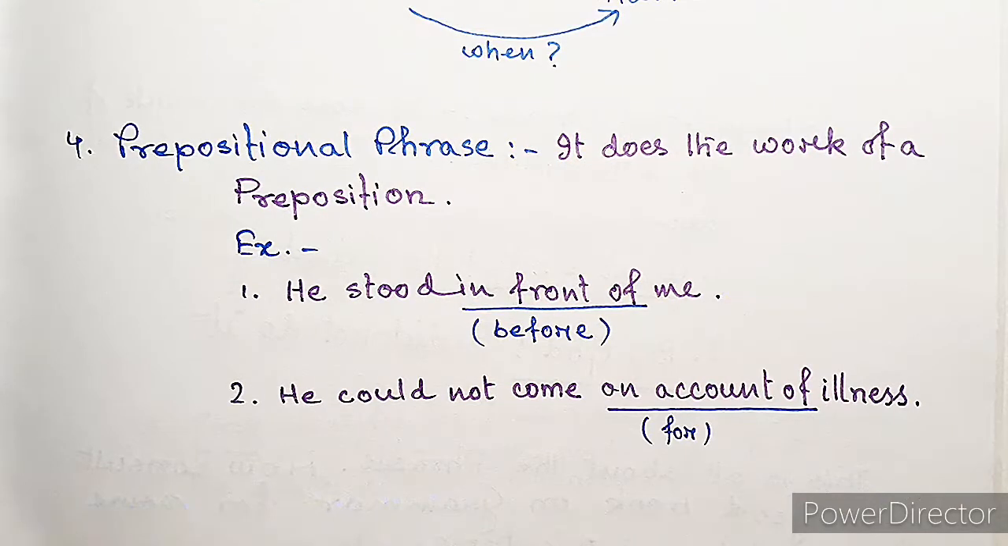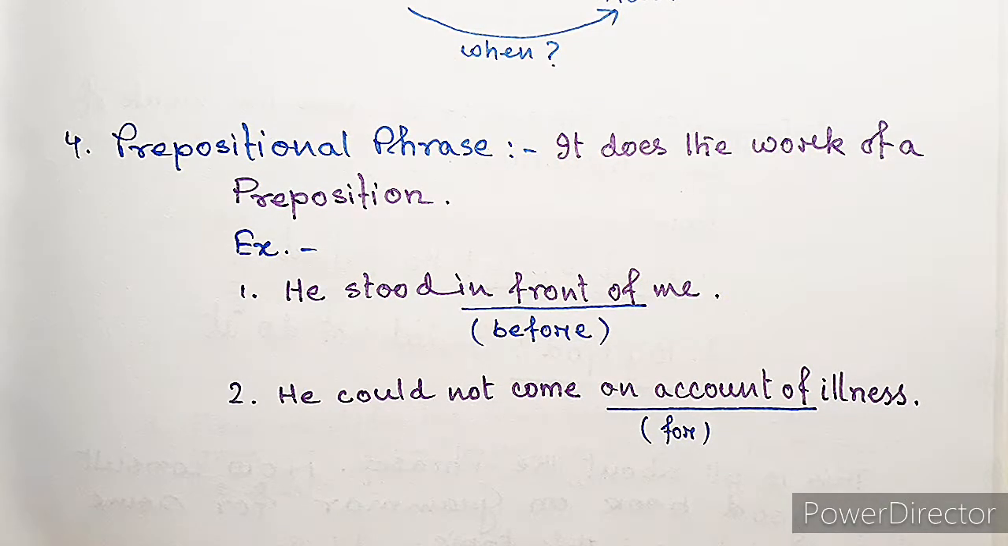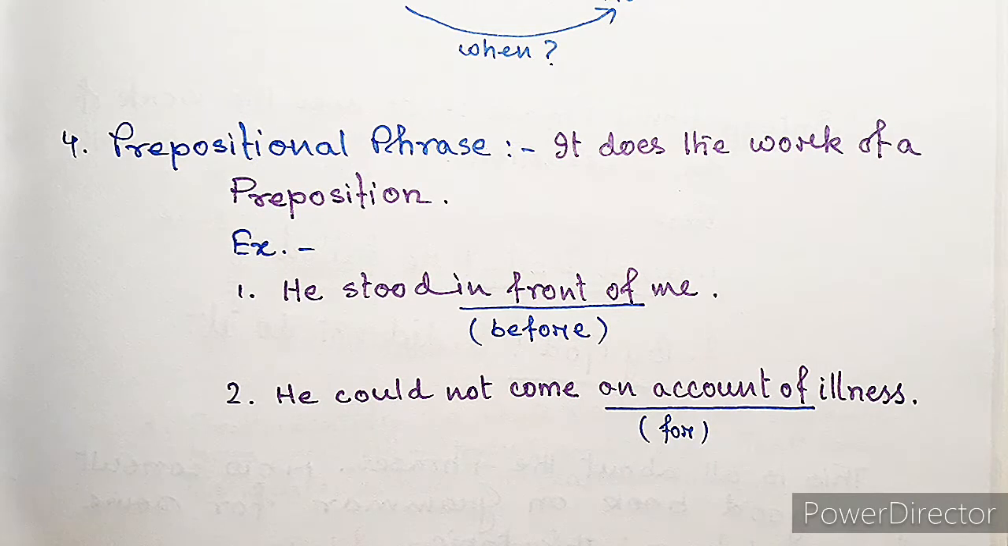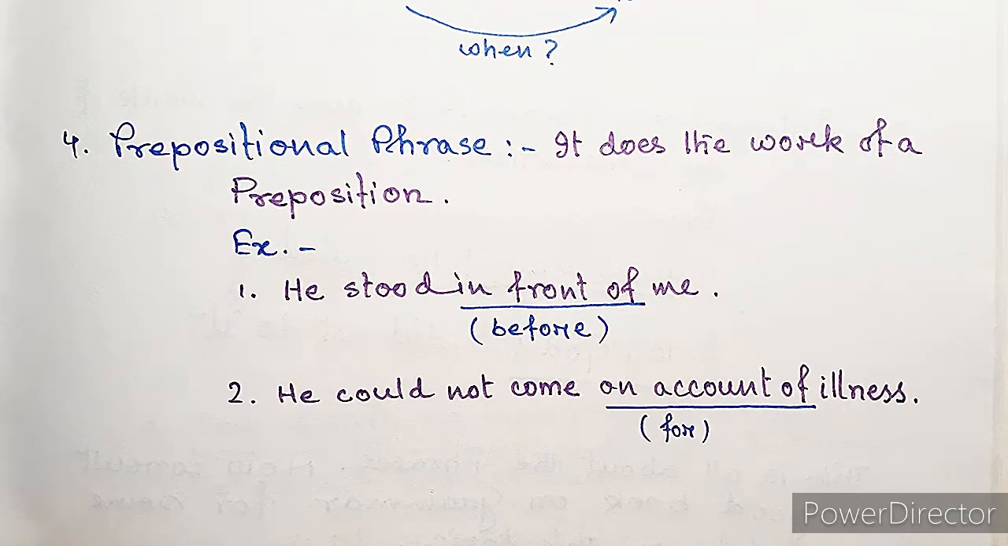Number 4 is prepositional phrase. It does the work of a preposition. Note the examples. He stood in front of me. Example 2: He couldn't come on account of illness. In example 1, the expression in front of me works as a single preposition, that is before. And in example 2, the expression on account of works as a single preposition, for.